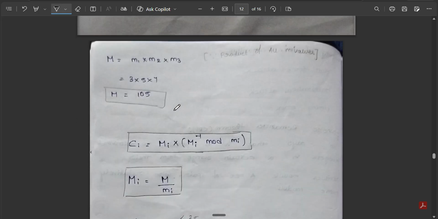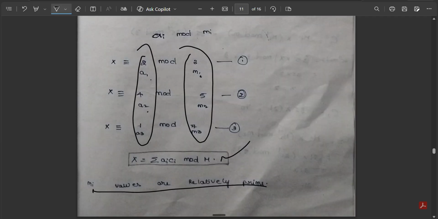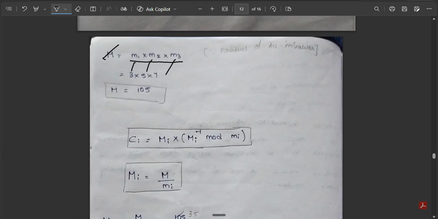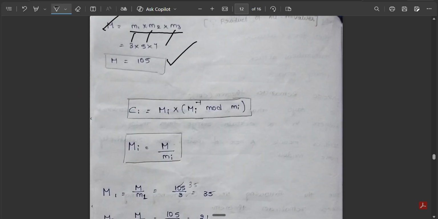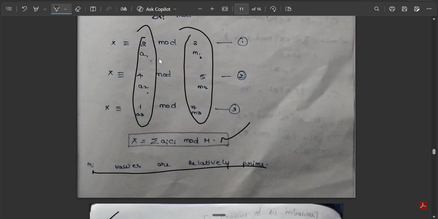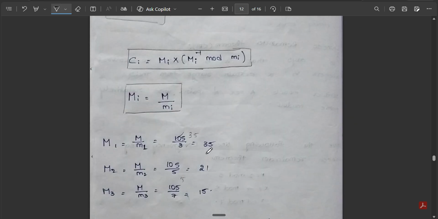Next we have to find the value of capital M, which is m1 into m2 into m3. The value of m1 is 3, m2 is 5 and m3 is 7 from the given question. We multiply them and get the capital M value as 105. Then we don't know the value of Ci. For Ci, the formula is Mi into Mi inverse mod mi. Here again we don't know the value of Mi. To find the Mi value, we do Mi equal to capital M by small mi. So M1 is equal to 105 by 3, and the value is 35.